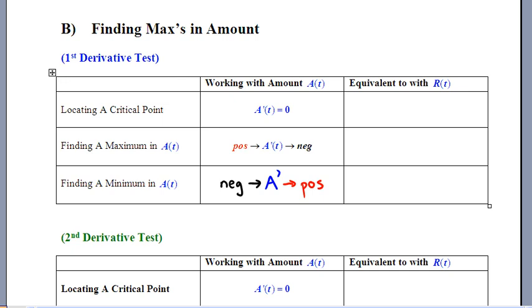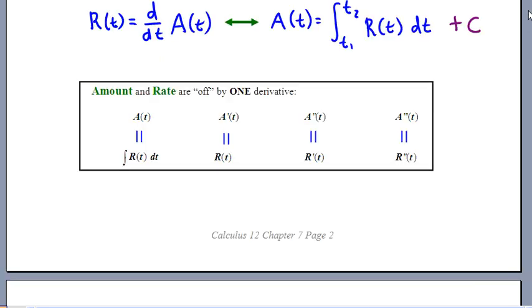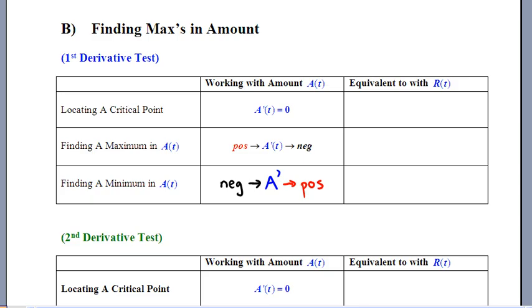Well, what we're going to do in this chapter is say, what if we don't want to talk about the letter A? What if we want to talk about rate? Well, no problem. I've got my little legend here. A prime is just the rate. So we could convert all these stories into just stories about rate. We could say, oh, well, a critical point will be when the rate is equal to 0. A maximum would be when the rate of flow makes a little switch from positive to negative.